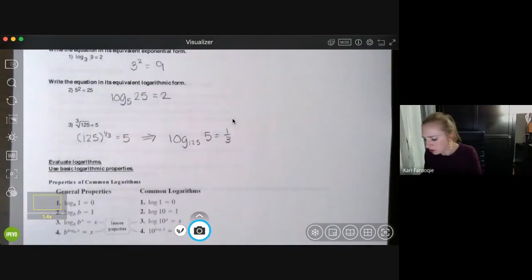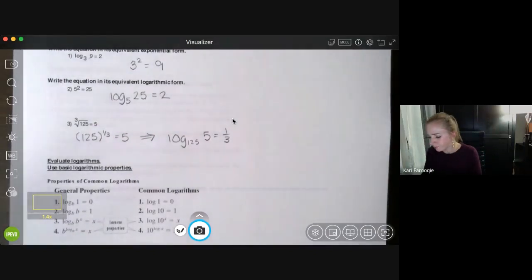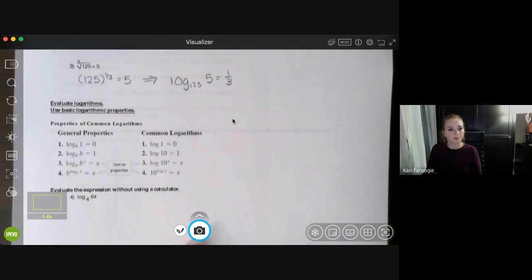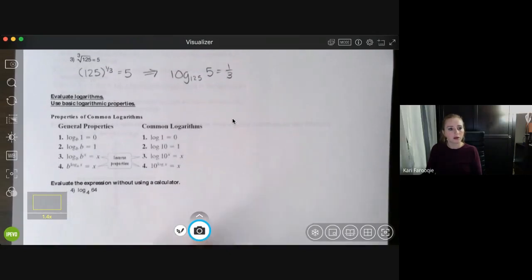I really enjoy talking about logs. They're very subtle, very succinct. There's not a whole lot of hoopla that goes with them. You just kind of have to know the rules. And I'm going to show you some rules right now. Properties, I should say. Properties of common logarithms.